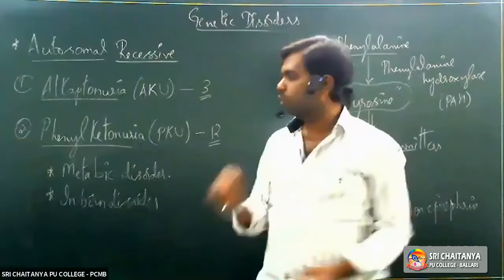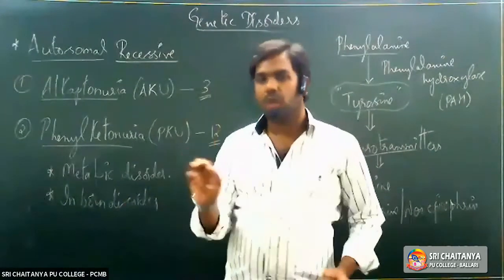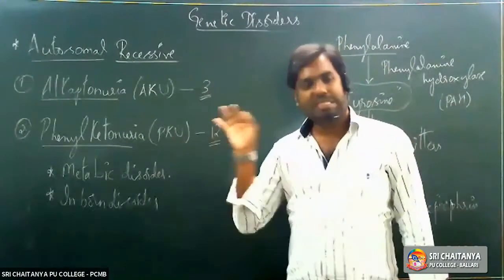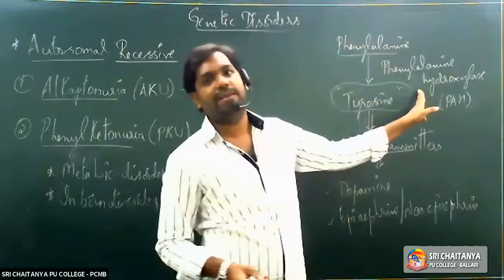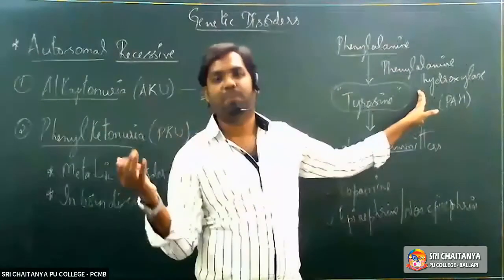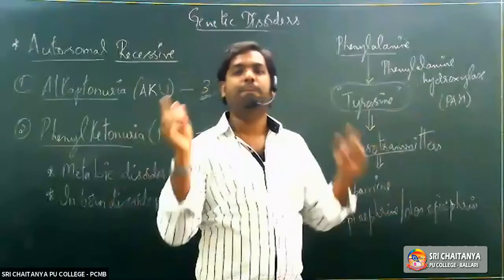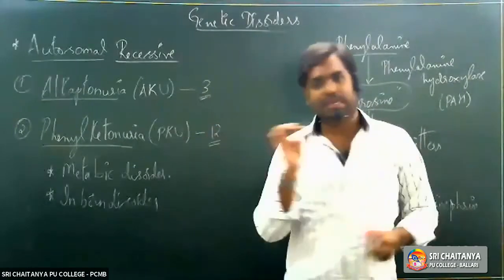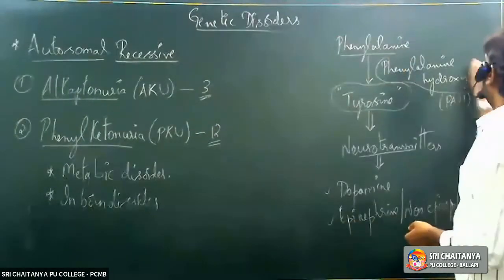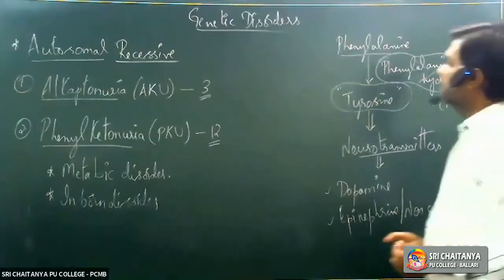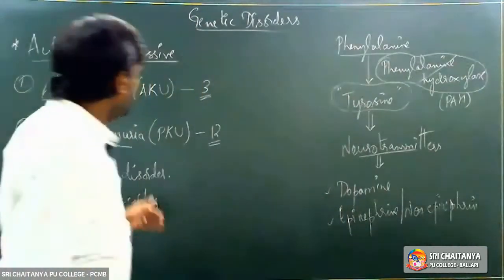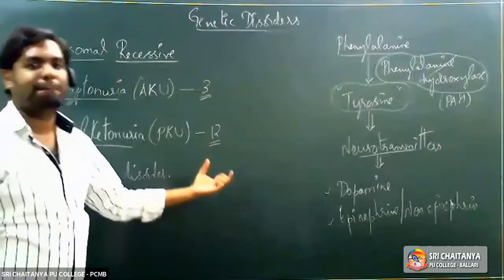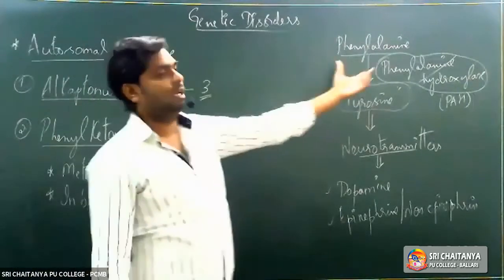As we have said, phenylketonuria is a metabolic disorder caused due to a mutation in a gene located on chromosome number 12. So which is that gene? That gene is this one, phenylalanine hydroxylase gene. So due to mutation in the phenylalanine hydroxylase gene, which is located on chromosome number 12, what is happening here? This enzyme is actually not being produced, right? So this gene is not being formed.